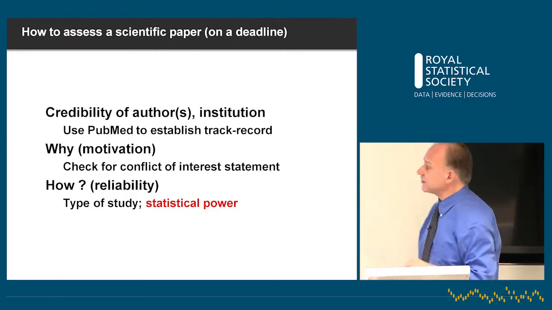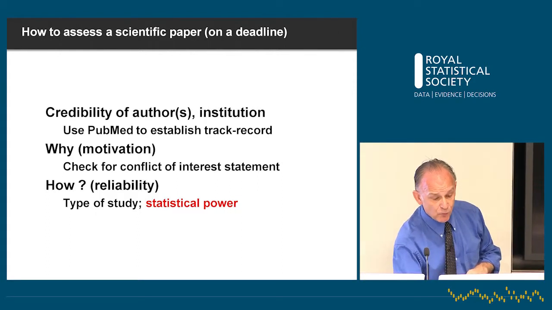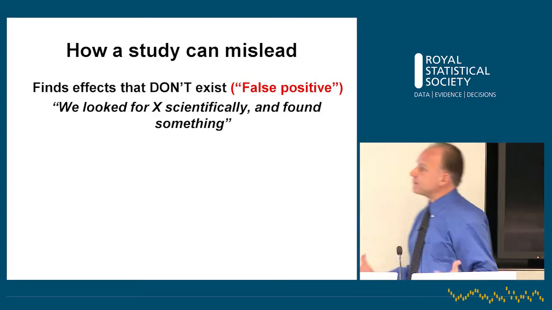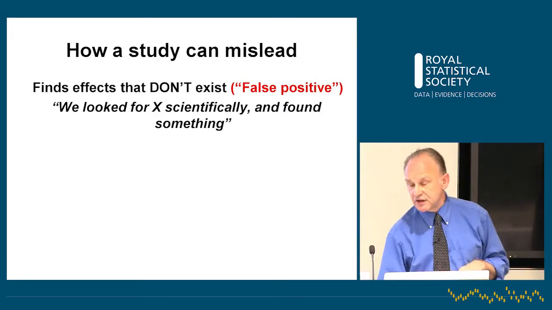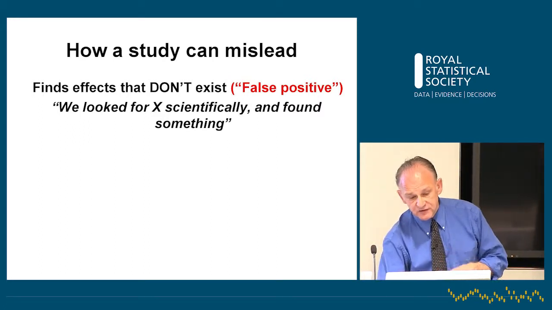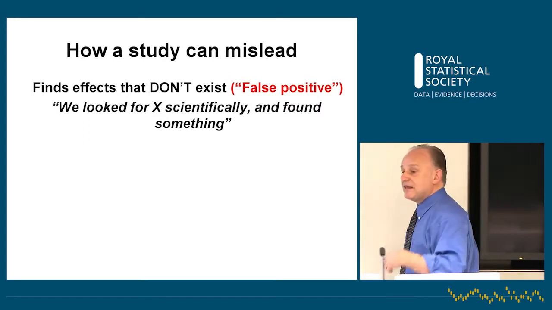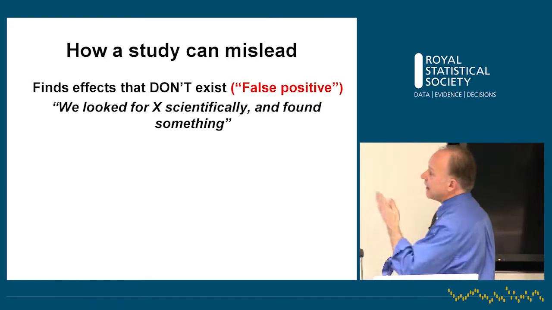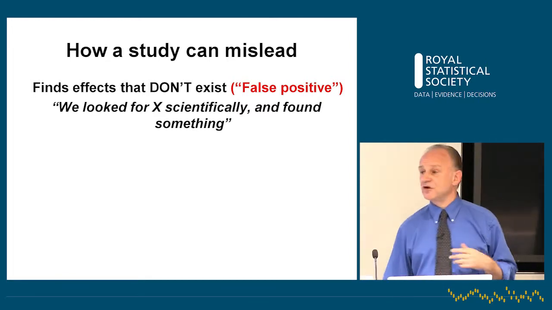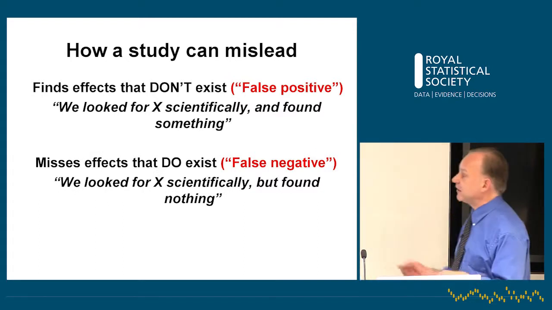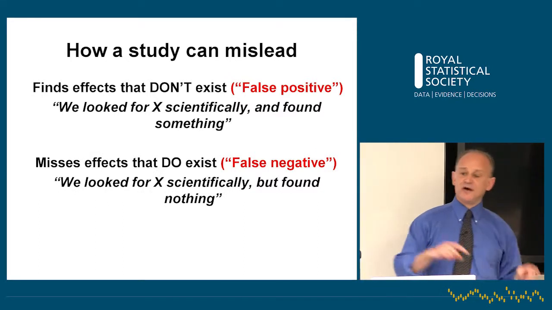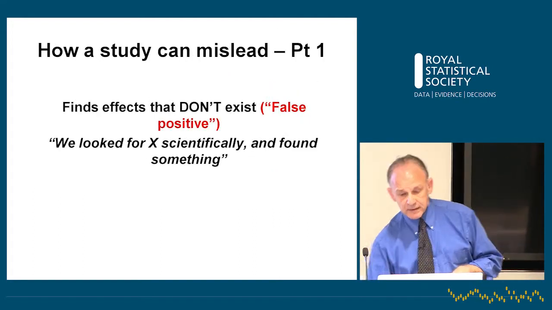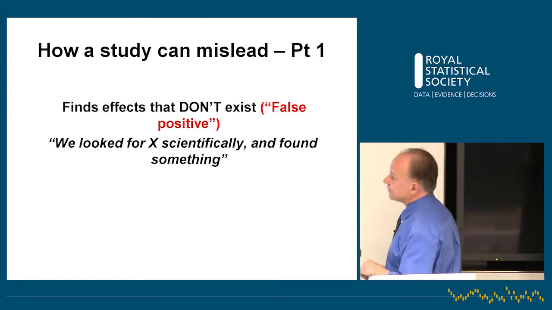So the next thing we need to look at is statistical power. This speaks to the bigger problem of the two ways that studies can mislead us. The first one is the false positive, where they claim to have found things that don't exist. So we look for something scientifically and we found something. And the other one, of course, is the flip side of that, where we're misled because they did look for something and failed to find it, even though it does exist.